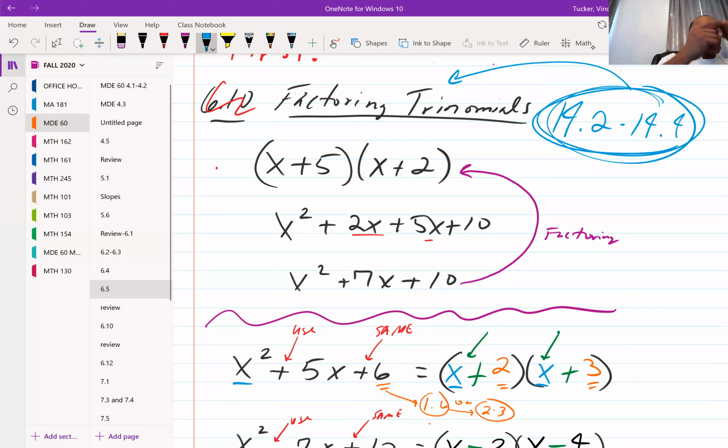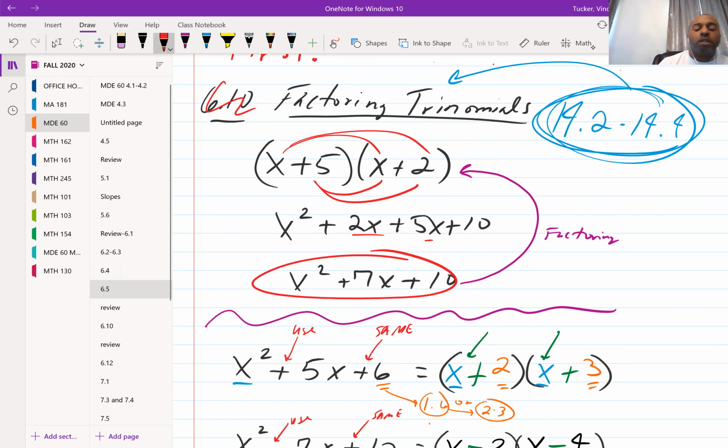So remember, factoring is the undoing of your multiplication process. So if I had originally x plus 5 times x plus 2, I would distribute x. That would be x squared plus 2x. Distribute the 5. That would be 5x plus 10. Combine your like terms in the middle, and that will give me x squared plus 7x plus 10.